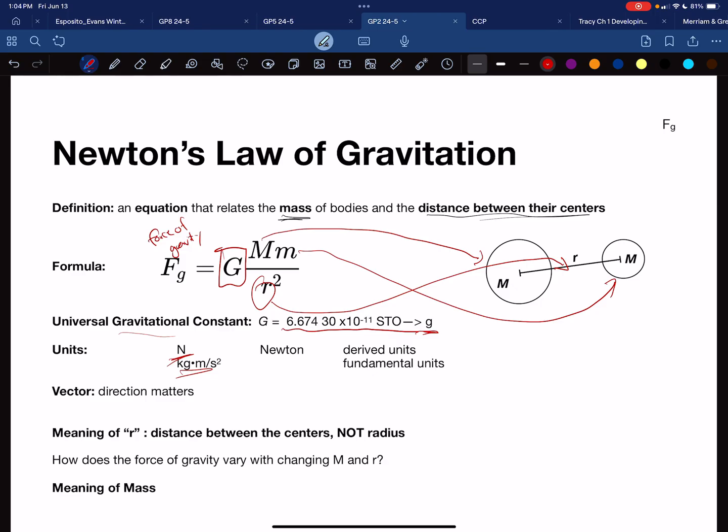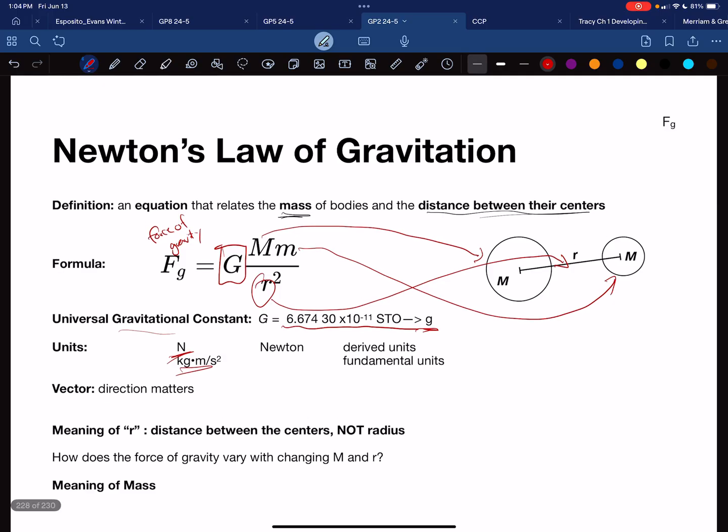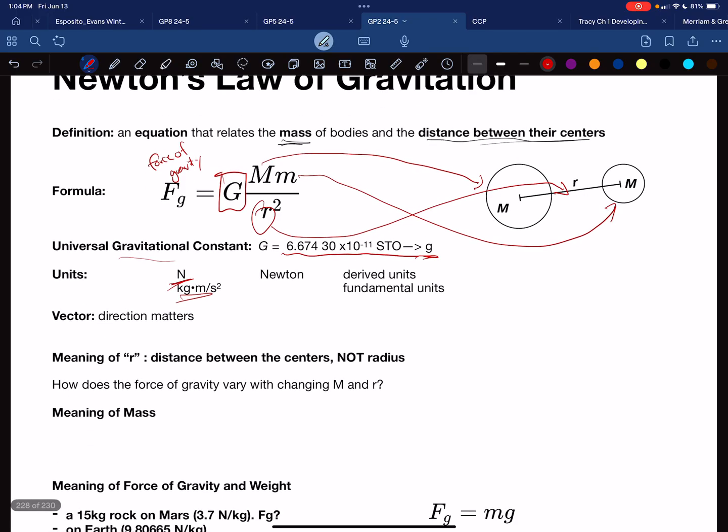And the formula behaves very much the same way as the electrostatic formula. Direction matters, but gravity is only attractive. It's not like electricity that is both attractive and repulsive.